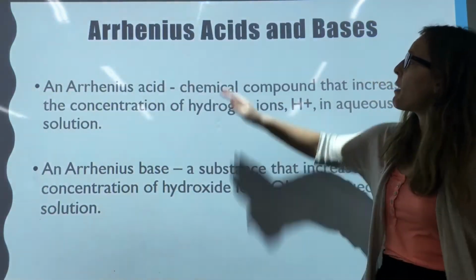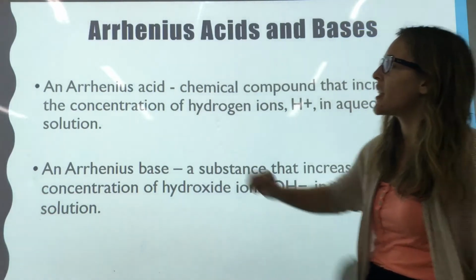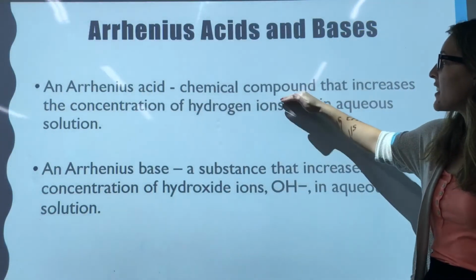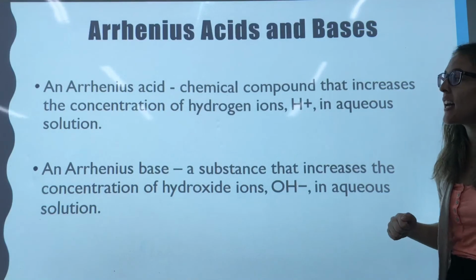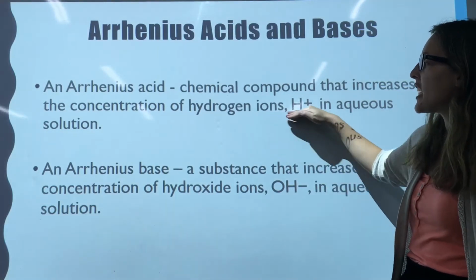So we are going to talk about Arrhenius acids and bases. An Arrhenius acid is a chemical compound that increases the concentration of hydrogen ions.